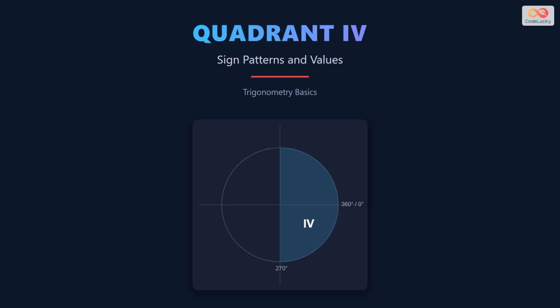Welcome to this trigonometry lesson. Today, we are focusing on Quadrant 4 of the Cartesian plane. We will explore the sign patterns of sine, cosine, and tangent in this specific region. Understanding why these values are positive or negative is crucial for solving trigonometry problems accurately.